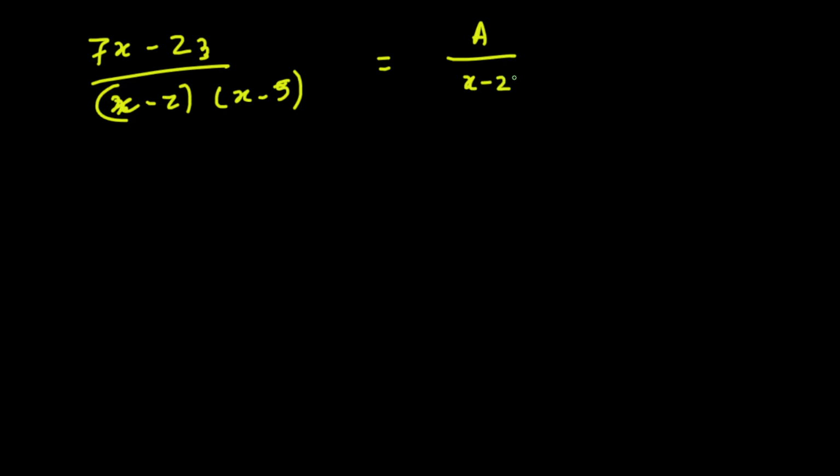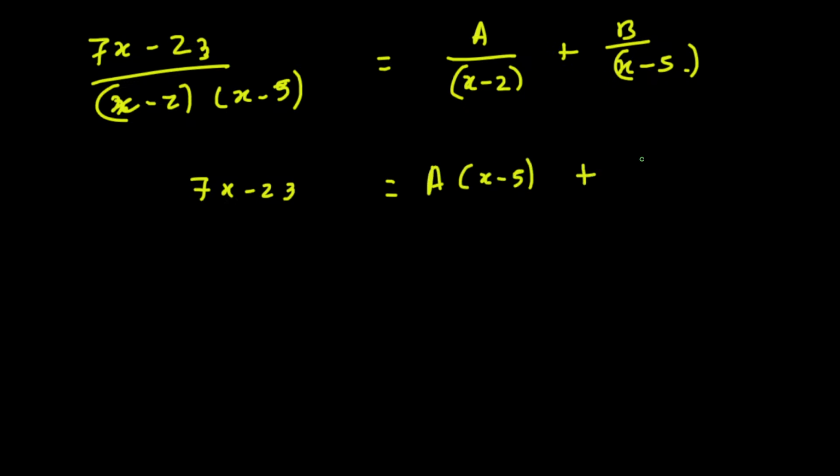So a over x minus 2 plus b over x minus 5. After that, we bring this denominator over and multiply on the other side. In that way, we will have 7x minus 23. When we multiply, this x minus 2 cancels, and a will be multiplied by x minus 5. And in this one, we will have b times x minus 2.